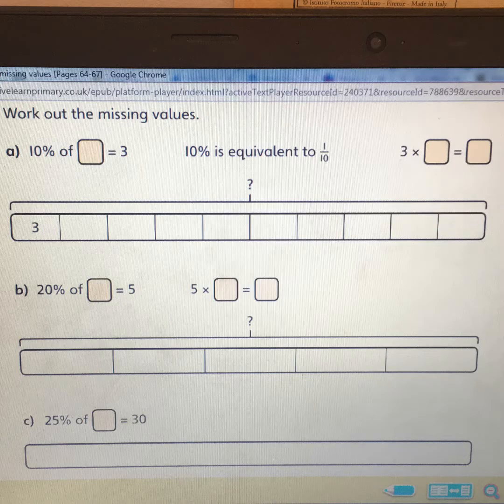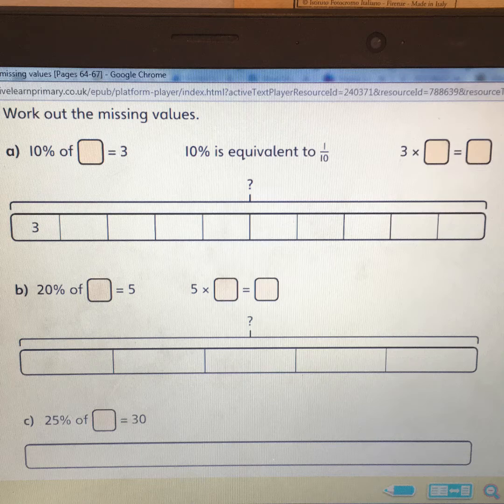Okay, think together time. So this one, for number 1, has very helpfully drawn the bar models for you. So it's already helping you to visualise. And we need to work out the missing values. So for A, 10% of something is 3. So what's 100%? What's the whole? So have a go at working it out and then we'll talk through it.